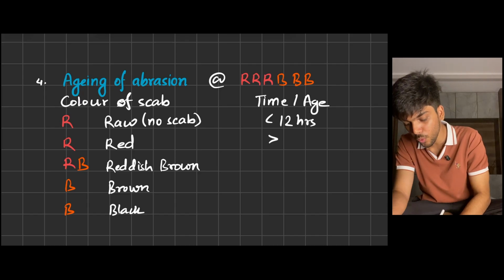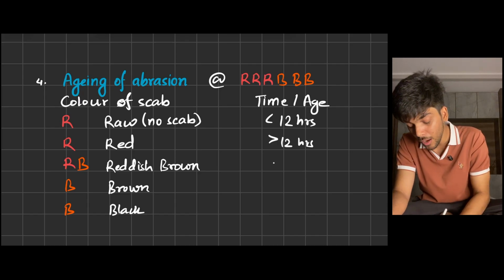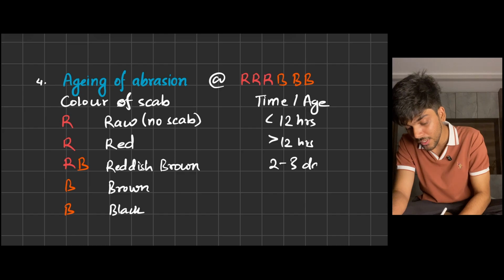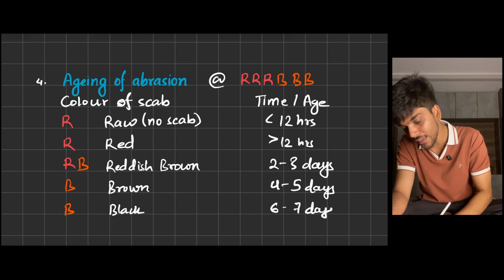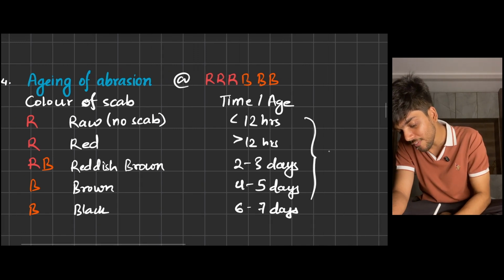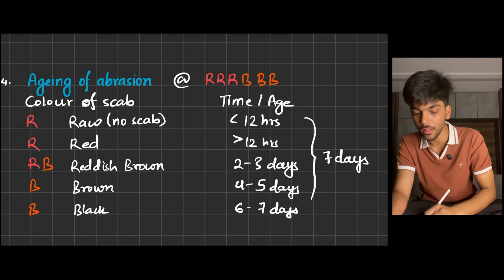If it's red, it's more than 12 hours. If it's reddish brown, it's 2 to 3 days. If it's brown, it's 4 to 5 days. And if it's black, it's 6 to 7 days. So it takes overall 7 days for abrasion to heal.